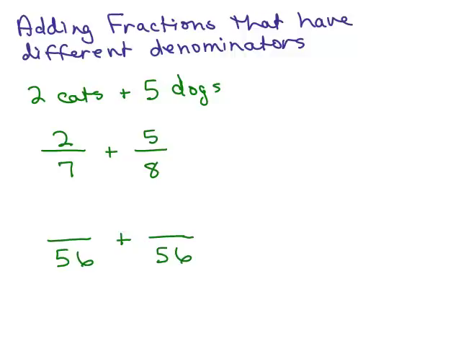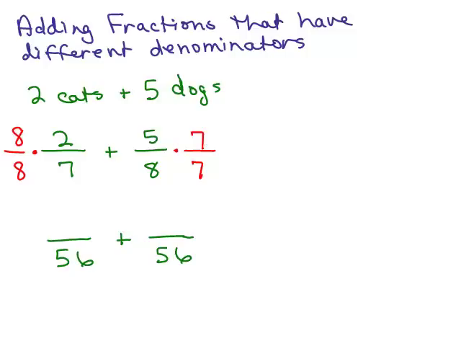All right, so I'm going to make an equivalent fraction. How am I going to get 56 when I had a 7? I need to multiply this fraction by what? Well, 7 times what will give me 56? 8. So I need to multiply it by 8 over 8, right? That's the number 1. And I need to multiply the other fraction by what? 8 times what will give me 56? 7.